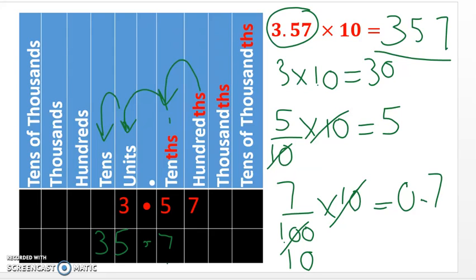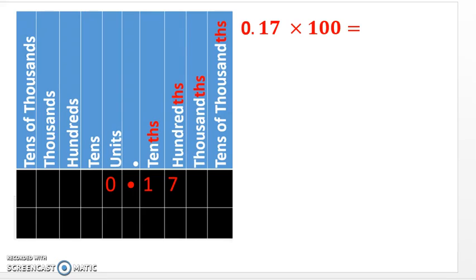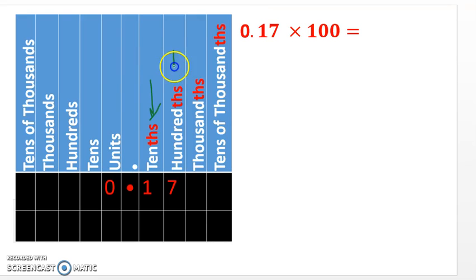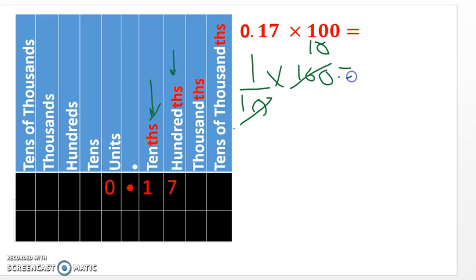Alright, in our next example, let's move on, we're going to multiply 0.17 by 100. Okay, so not by 10 this time, by 100. We're going to look at, firstly, we've got 1/10, we can see it in the tenths position, and we've got 7/100ths. So 1/10, let's look at what happens when we times that by 100. 10 goes into 100 10 times. So the 1/10th has now become 10.